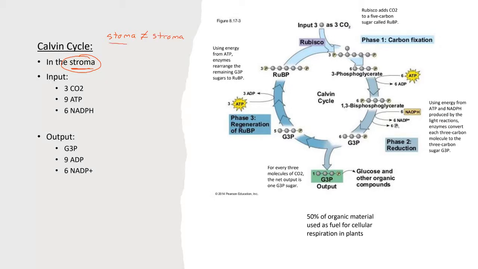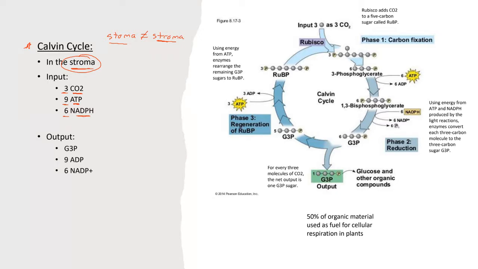Stoma is the pore, the opening in the leaf, to allow carbon dioxide to go in and oxygen to leave the leaf. Stroma is inside of the chloroplast, and the stroma is where we see this Calvin cycle. What goes into the cycle? Three carbon dioxides. Remember, this is going to be our source of carbon. Nine ATPs, energy, and 6 NADPH, electrons. Really, what we care about is NADPH, that has the high energy electrons. That's what goes in. Now, what goes out?